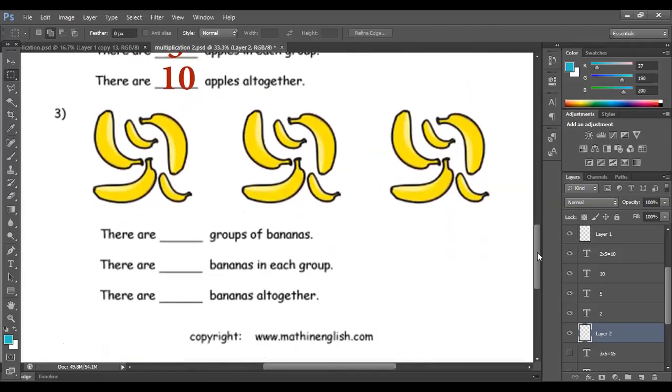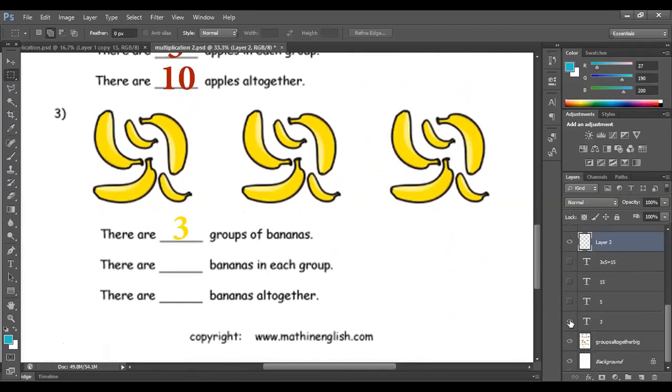What about the bananas? How many groups of bananas do I have? 1, 2, 3. So I have 3 groups. How many bananas in each group? 1, 2, 3, 4, 5. And here another 5. So 5 bananas in each group. How many bananas together? 1, 2, 3, 4, 5, 6, 7, 8, 9, 10, 11, 12, 13, 14, and 15. So 15 bananas. So 3 times 5 equals 15.